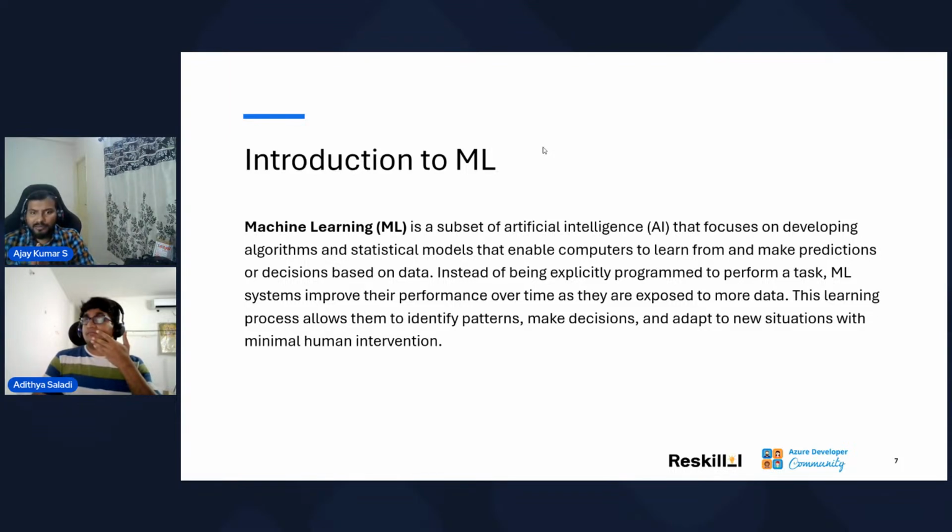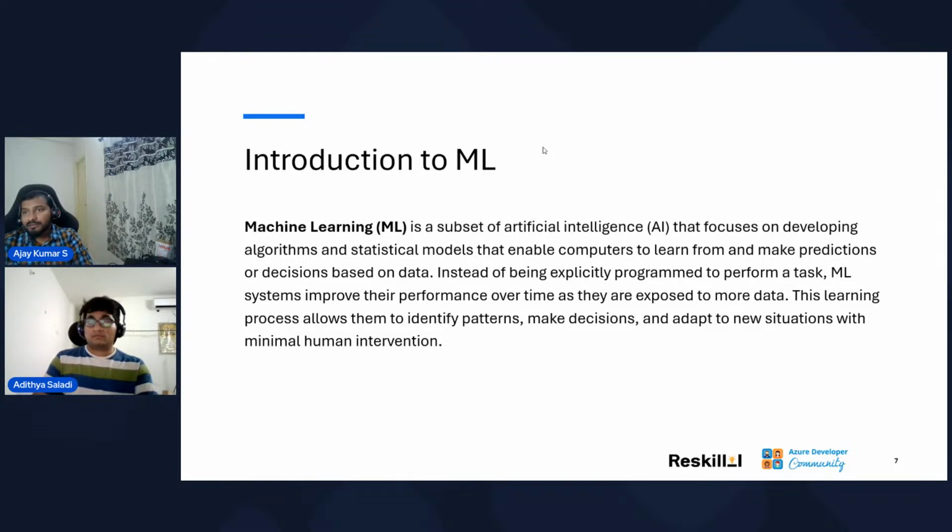Now coming to the definition, I think by now most of you know what machine learning is. Machine learning is basically a subset of AI, which is artificial intelligence. Machine learning focuses on developing algorithms and statistical models which help computers learn from data and make predictions based on the data we provide to those algorithms. So instead of being explicitly programmed for a specific task, like how we program something for a problem statement, we train these machine learning systems to improve their performance over a period of time by giving more and more data and exposing them to a broader data set. That's what machine learning is all about.